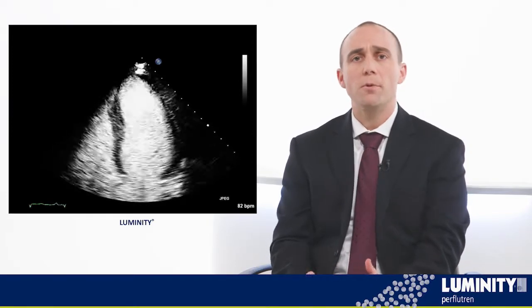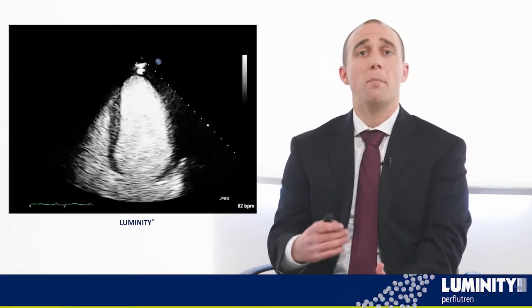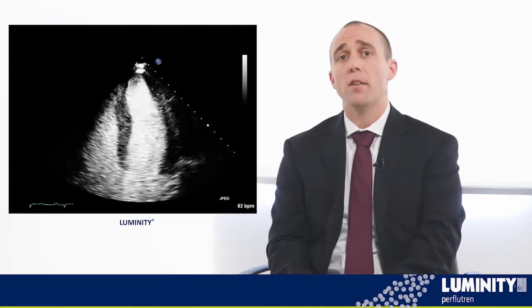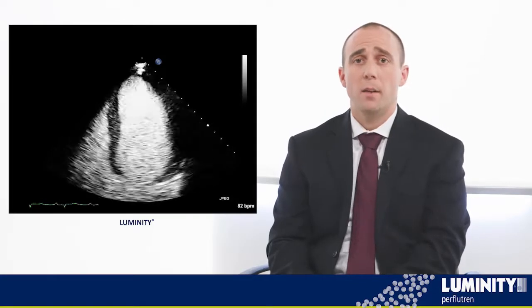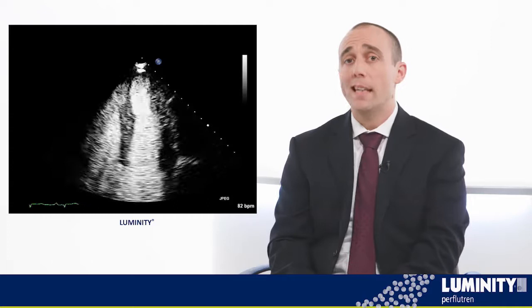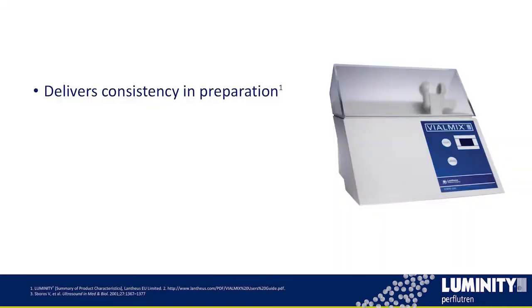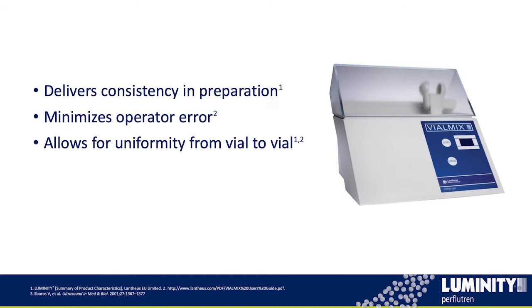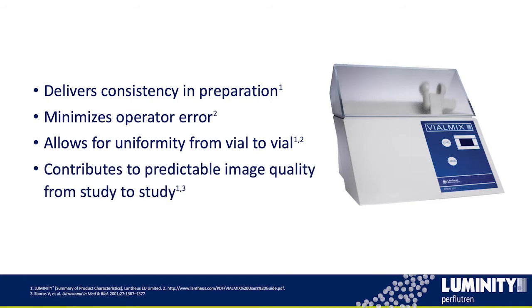Right? We have a nice homogeneous pattern of contrast from the base of the heart all the way down to the apex. All segments of the left ventricle are well delineated. Because the microbubbles are consistently sized, they're producing equal signals. The vial mix, as we mentioned, also delivers consistency in the preparation of Luminity. It minimizes operator error and allows the uniformity from vial to vial, which contributes to that predictable image quality we get from study to study.